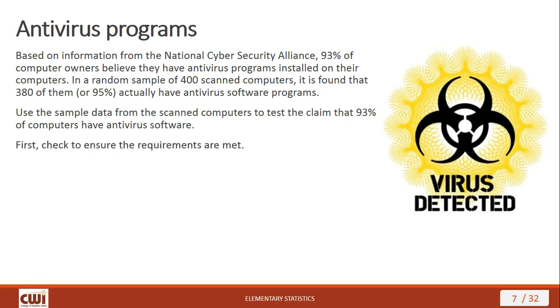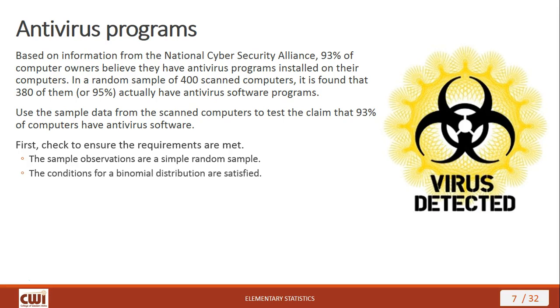Okay, so the first thing we want to do is check to make sure that our requirements are met. So the first requirement, are the sample observations a simple random sample? And we answer yes, they are a simple random sample. Next, the conditions for the binomial distribution. They're satisfied. And we see that we have at least 5 successes and at least 5 failures. Therefore, we have the requirements met for using our methodology, and we can go forward with applying it to this particular problem.